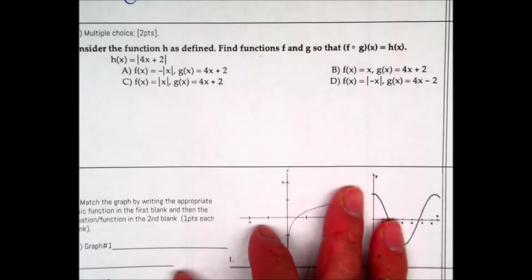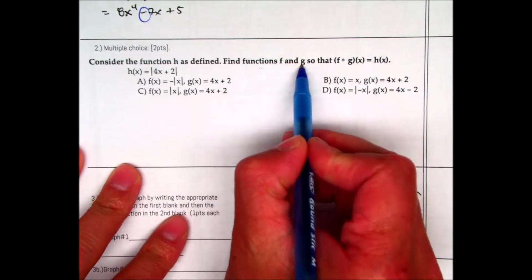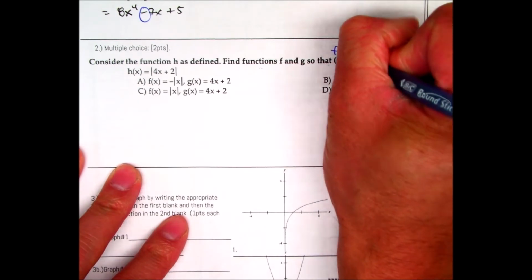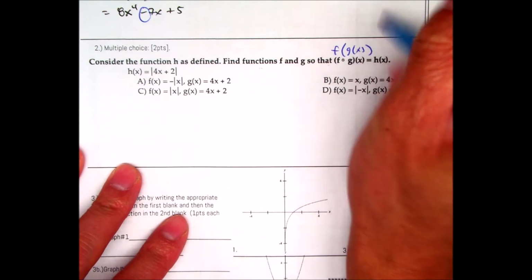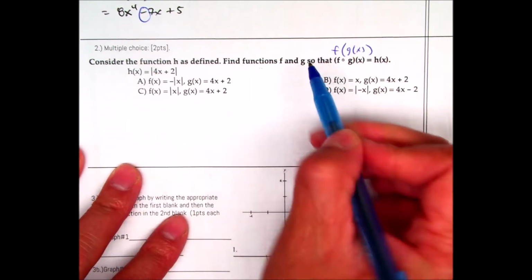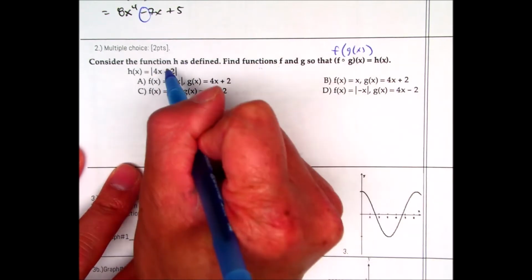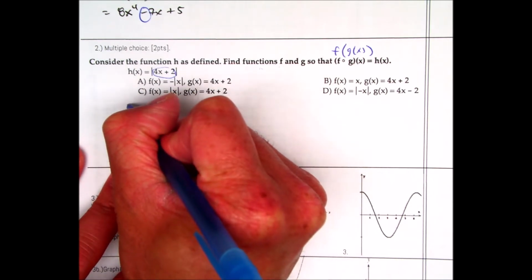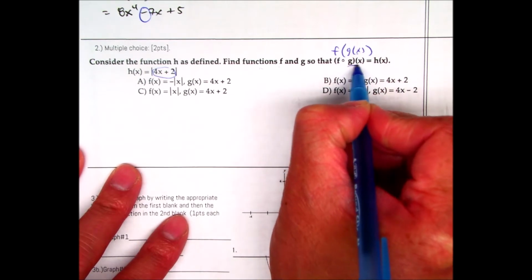So, question number 2, consider the function h as defined. Find the functions f and g so that f of g of x equals h of x. So g is the innermost part. h of x is the complicated one, and f and g are the more simple ones. And if you circle the inside, the argument, you're going to get the g of x. I'm picking g of x because it's the closest one, it's the innermost.